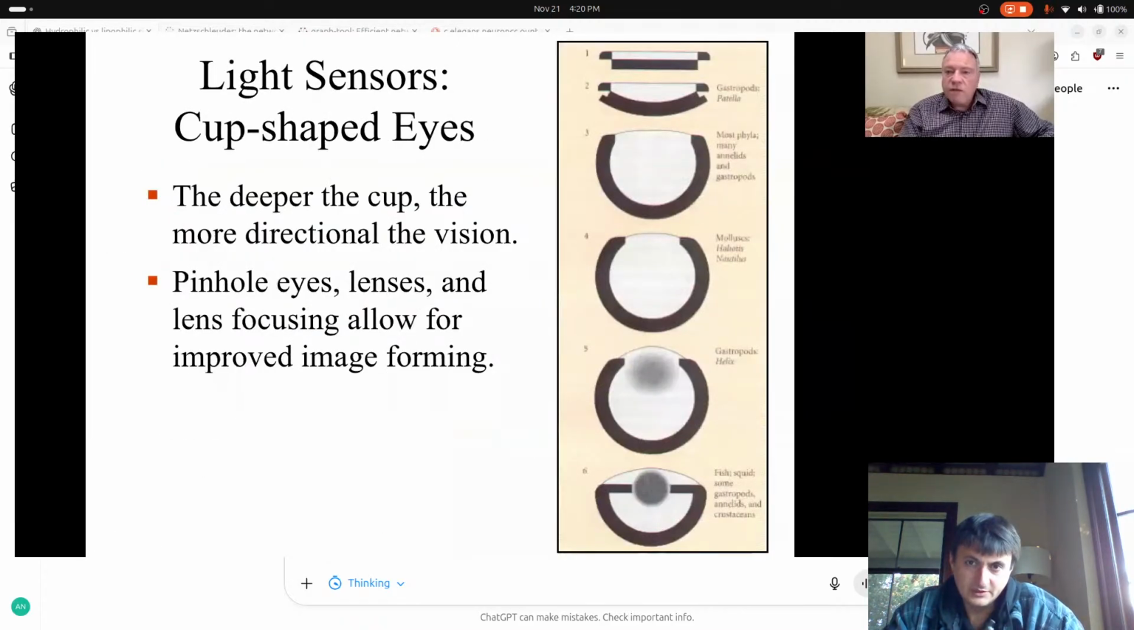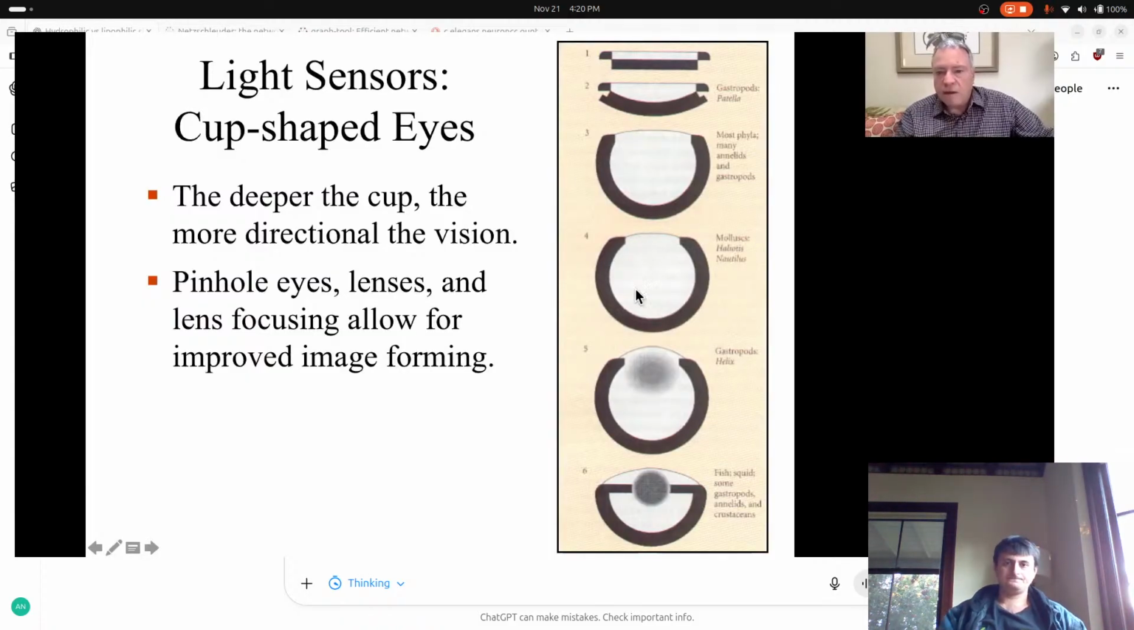And so we can see in different animals this trade-off between the sensitivity, because the flatter it is, the more light's going to be shining on your photoreceptors, the more exposed your photoreceptors are going to be to light. The deeper the cup, the more shading it's going to be. So you're, again, sacrificing sensitivity because you're not allowing as much light in, but it gives you better ability to detect the direction of that light.